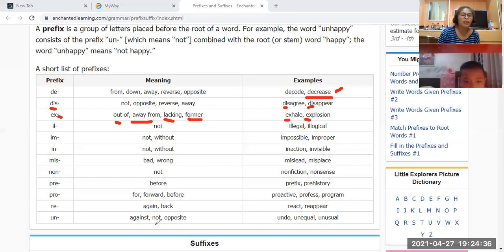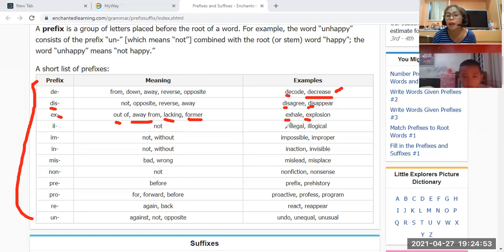Now, another meaning here, we have these prefixes, KO. These are the list of prefixes. Again, what did teacher Ann say? Prefixes go in the beginning. Look at Keo. Dis, ex, ill, im, in, mis, non, pre, pro, re. So all of these words, Keo, are considered prefixes. You understand, teacher? You understand me? Yes.